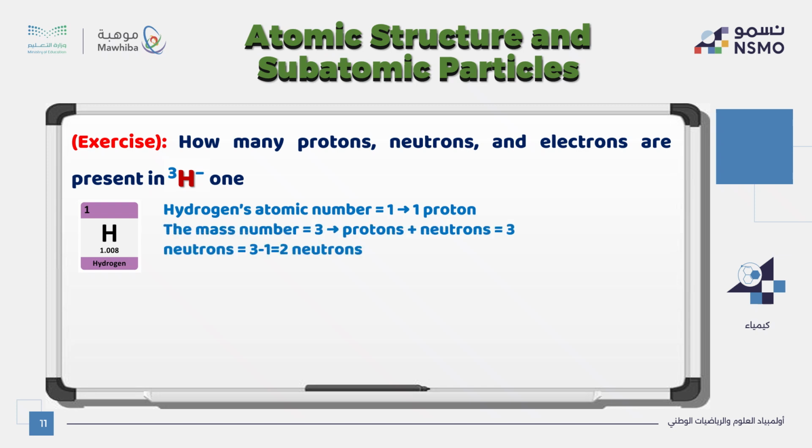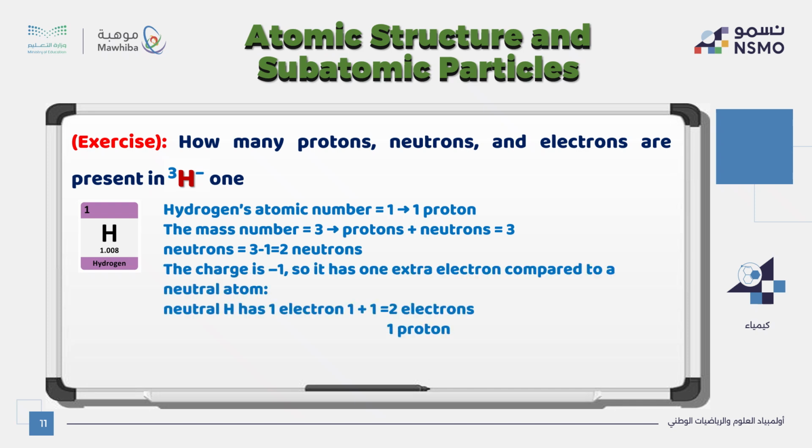The charge is minus 1, which means the atom has one extra electron compared to a neutral hydrogen atom. A neutral hydrogen has one electron, so this ion has 2 electrons. So the final answer is 1 proton, 2 neutrons, and 2 electrons. This example shows how atomic number, mass number, and charge work together to describe an atom completely.